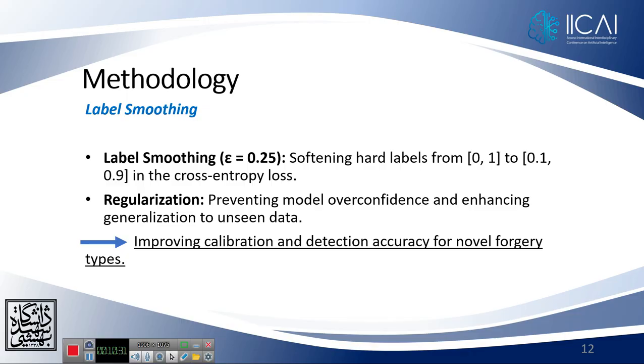The last thing we have done in our architecture was label smoothing in the cross entropy loss. It was set to 0.25. It was set to prevent model overconfidence and enhance generalization to unseen datasets. Simultaneously, it improves the calibration and generalization.